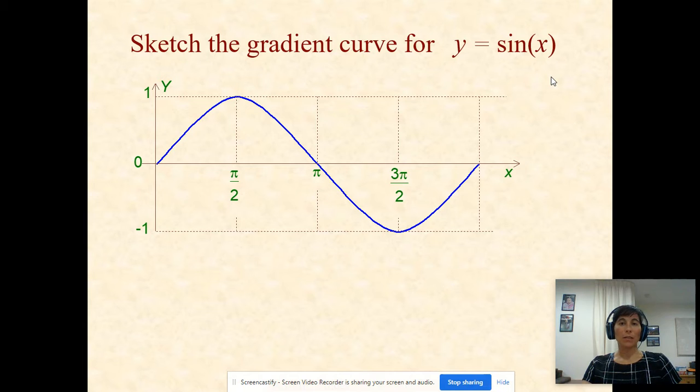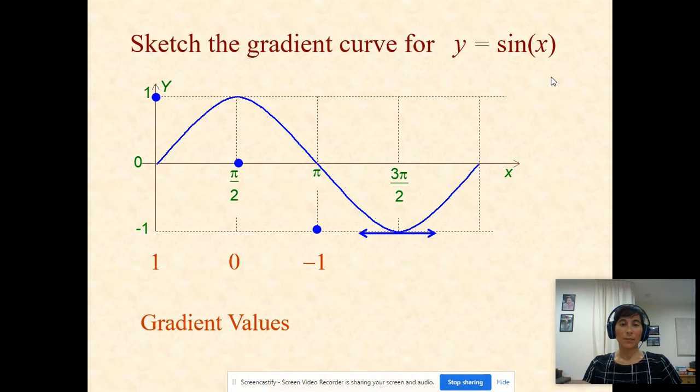So if we sketch the curve for y equals sine x, it should look like this. If we then look at the gradient at each of the key points that we have there, what do we see? At x equals 0, just having a look at that gradient, it kind of looks like, and it is, a gradient of 1. At x equals pi over 2, the gradient's 0. At x equals pi, the gradient's negative 1, 3 pi over 2, 0, and at 2 pi, 1 again.